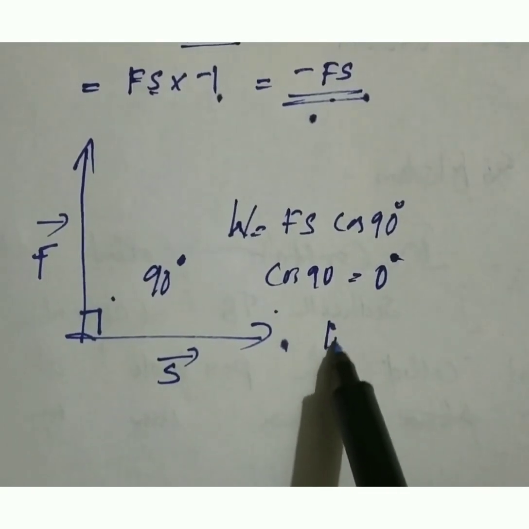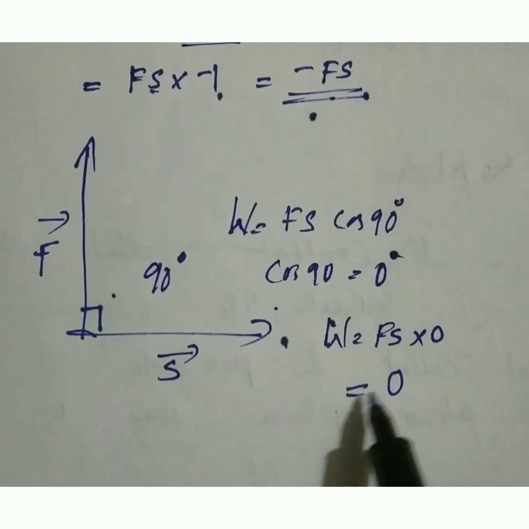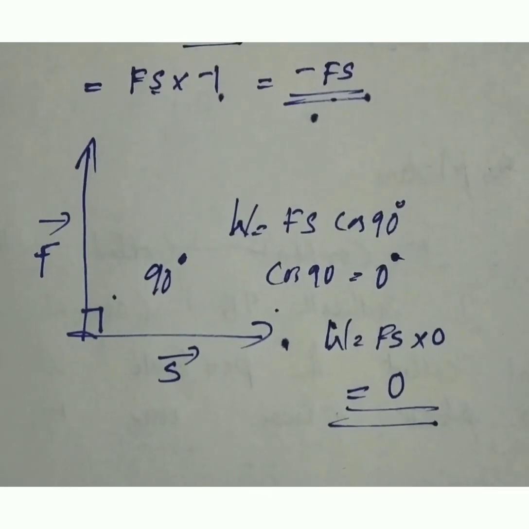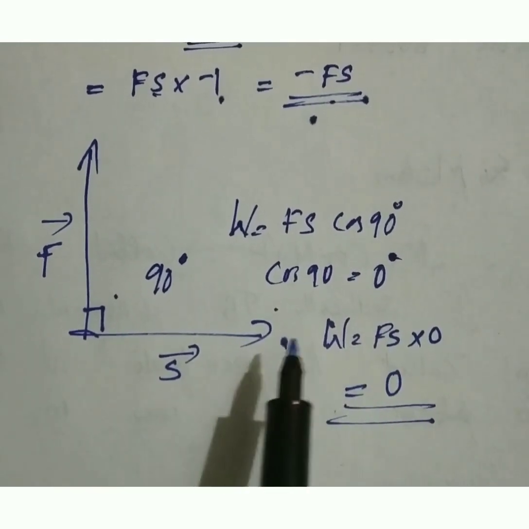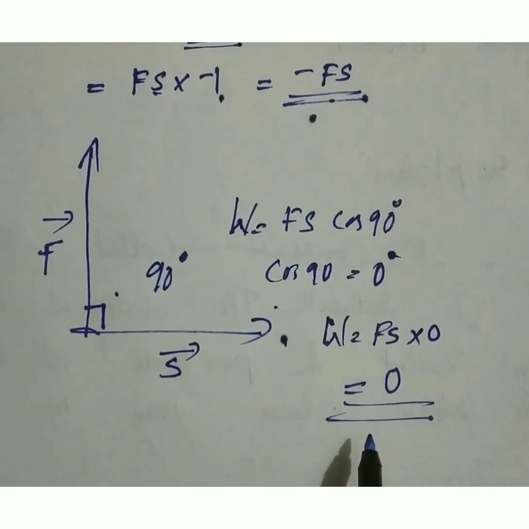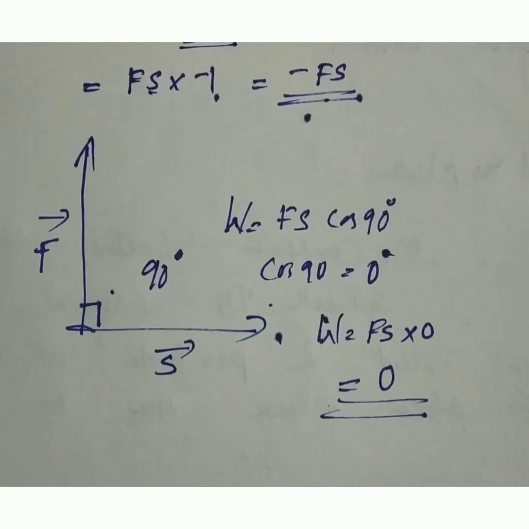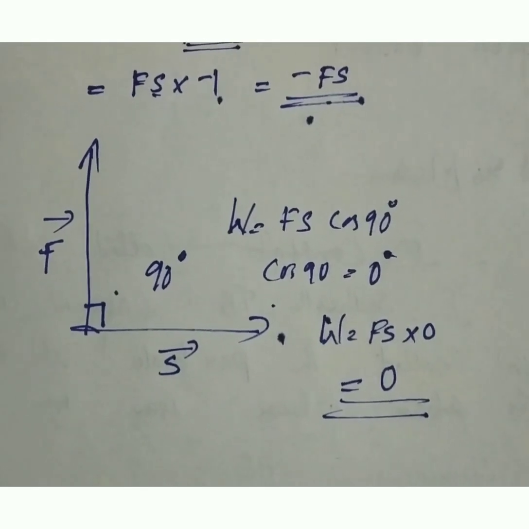So you will get W is equal to Fs into 0. So 0 work done. So when force is acting perpendicular to the displacement, the angle between them is 90 degree. Cos 90 is equal to 0. So work done is also 0. We already discussed that when force and displacement are perpendicular to each other, the work done is 0.